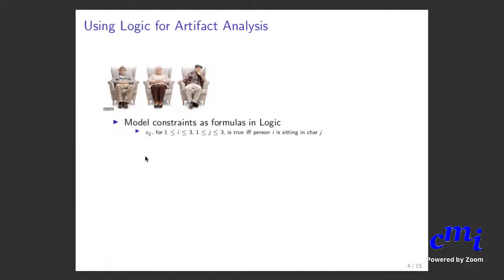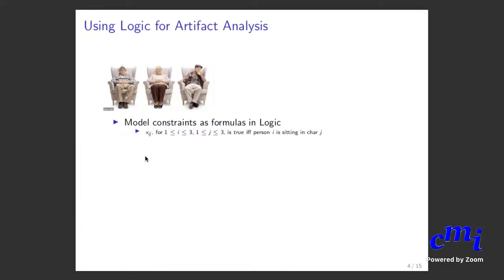And this xij will be true if and only if person i, so i stands for the person, 1 to 3, and j for the chair, if person i is sitting in chair j. Now with that, I'm claiming that you should be able to model all your assumptions as formulas, which are built out of the various logical connectives.